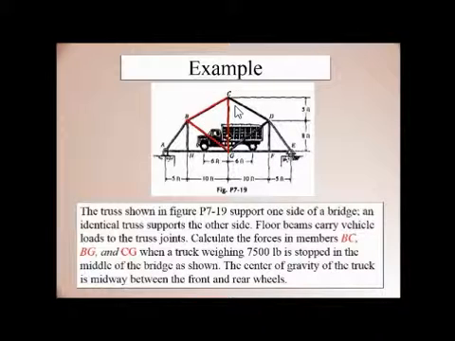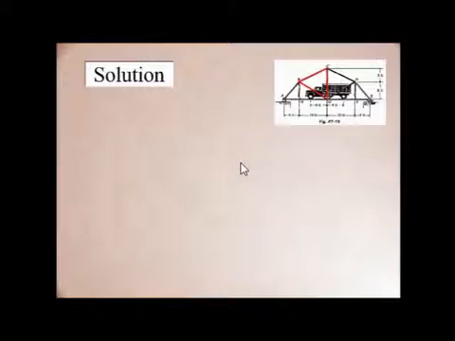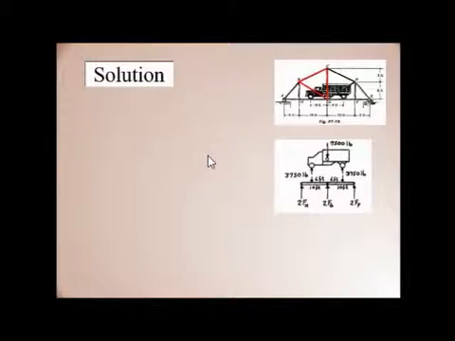When a truck of weight 7500 lb is stopped in the middle of the bridge as shown, the center of gravity of the truck is as given. So you can quite understand what is going to happen in this case. So you need to calculate the truss. All the measurements are given. Now start with the solution part.